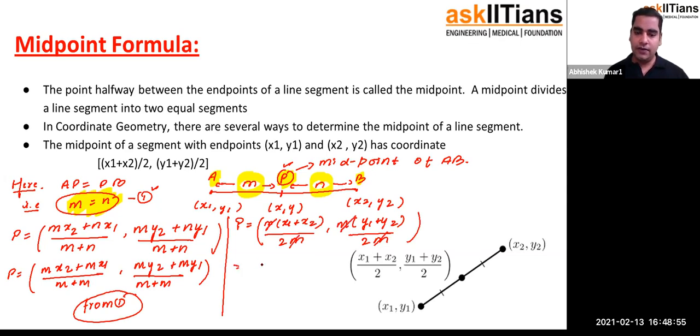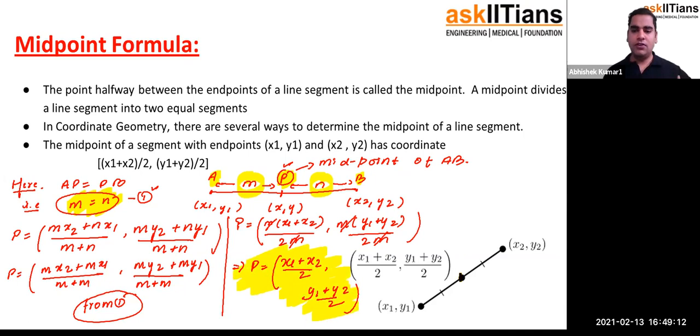So what's the value of P you got? The coordinates of P are given by x1 plus x2 by 2. That's the x coordinate. Y coordinate will be given by y1 plus y2 by 2. That's the y coordinate. So this is what the midpoint formula says. It says that if you have any point P, or you can give it any other name also, that is joining a line which is joining any 2 points x1 y1 and x2 y2, then the coordinates of that point under consideration is given by x1 plus x2 by 2 comma y1 plus y2 by 2. So as I told you, it's very easy to remember as well.